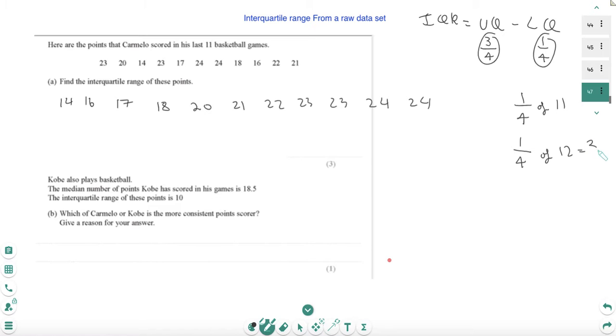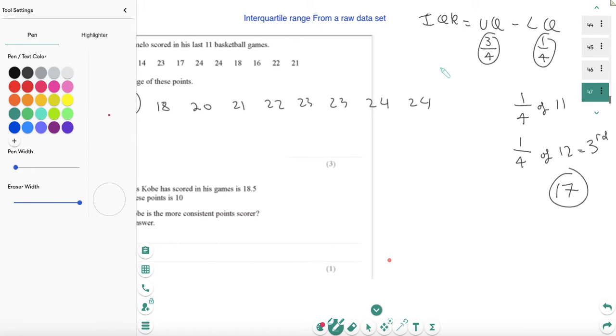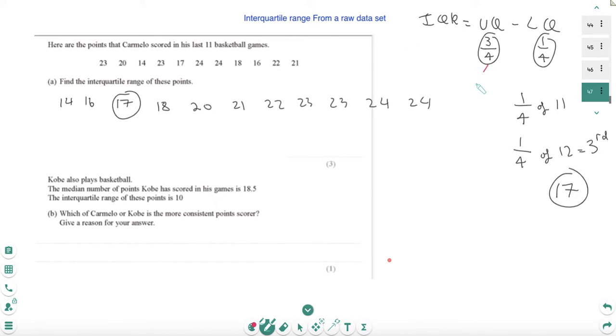1/4 of 12 is 3. We're going to find the third match. So 1, 2, 3. The lower quartile is 17. Okay, we'll do the same thing with the upper quartile. So upper quartile, we have to find 3/4 of 11 basketball games. Unfortunately, 3/4 of 11 will give us a decimal number, so we're going to do 3/4 of 12.